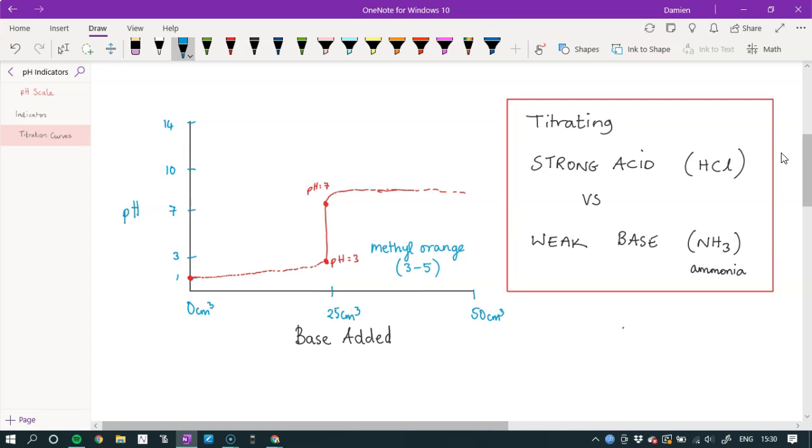Phenolphthalein is colorless up to a pH of 8 and will only change color when it goes to pH of 10. So phenolphthalein wouldn't have any color change in a strong acid versus a weak base. Moving on to the next one then.